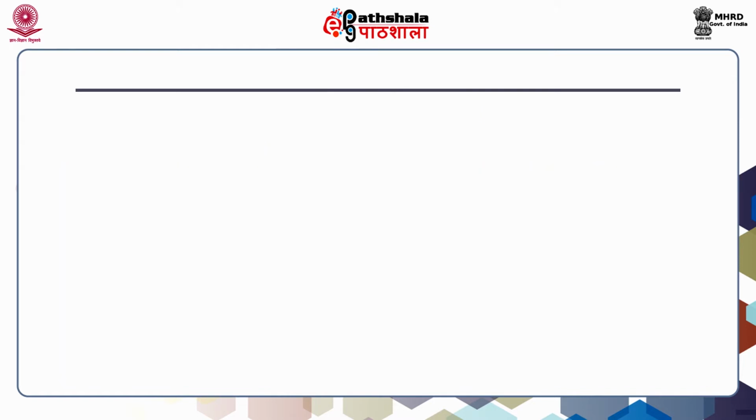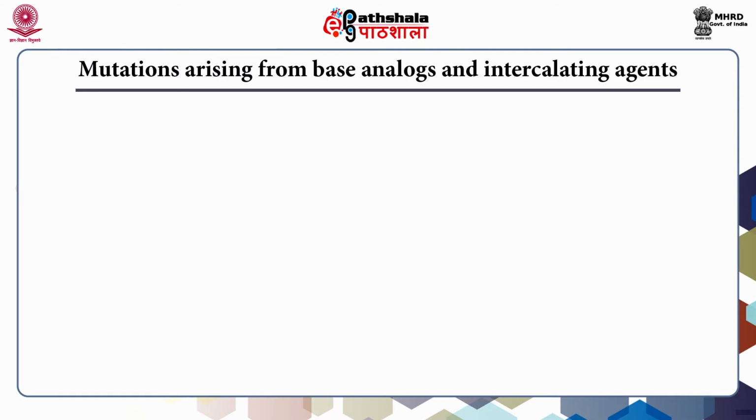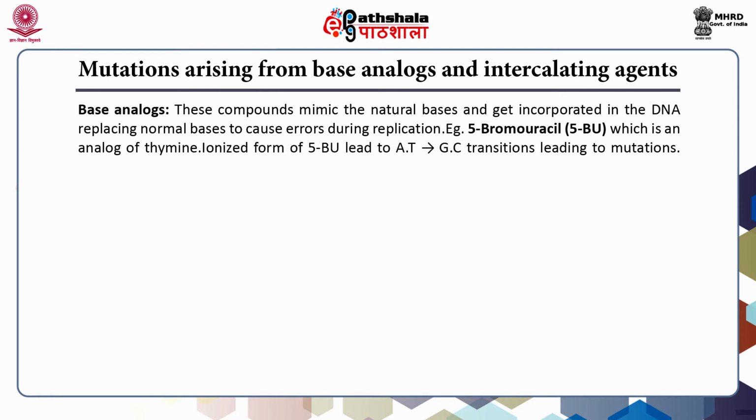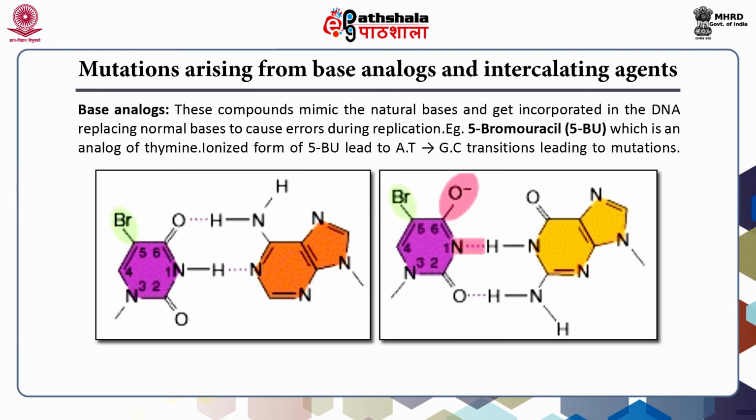Another important category is the mutation arising from base analogues and intercalating agents. Some base analogues are compounds which mimic the natural bases and get incorporated in the DNA, replacing normal bases, to cause errors during replication. An example could be 5-bromouracil, which you can see in this picture. The first is 5-bromouracil, and that can pair with adenine. So, that is a wrong base pairing, and this will prevent the replication.